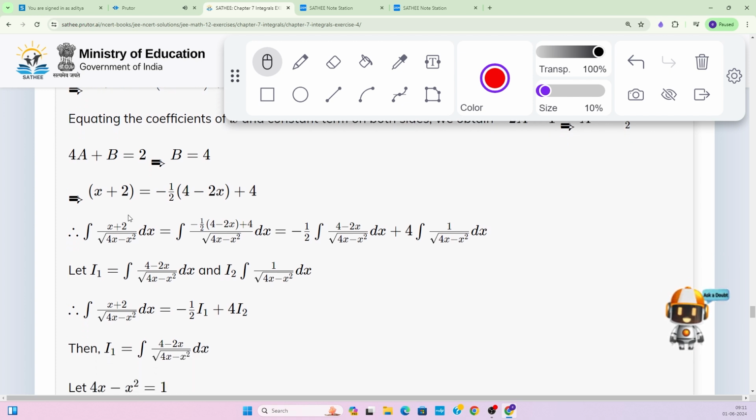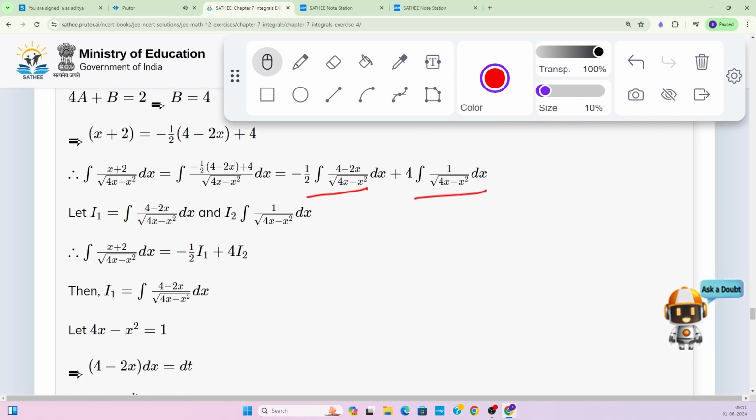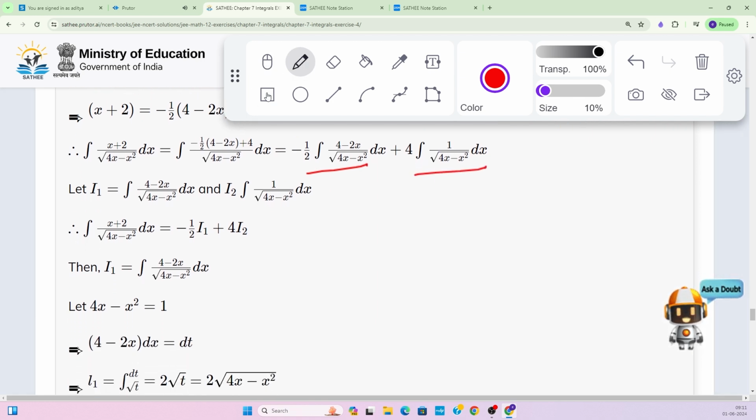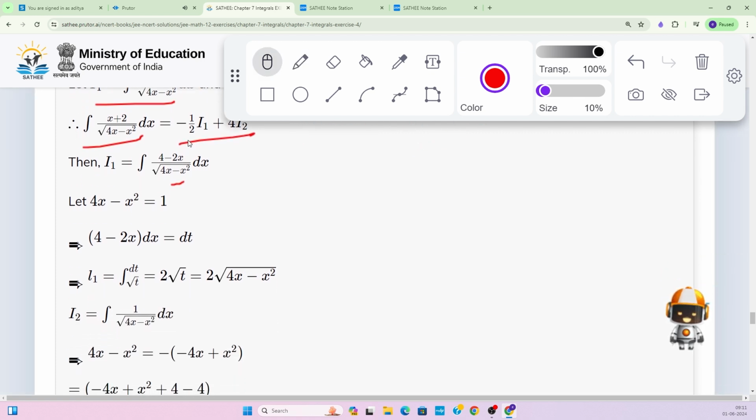Then rewrite your numerator in this form, then separate them into these two different integrals. Now evaluate these two integrals separately. I1 will be this integral, I2 will be this integral. This whole integral will be minus half I1 plus 4 times I2. So let's first evaluate I1. I1 can be evaluated by simply taking the inside expression of the root.